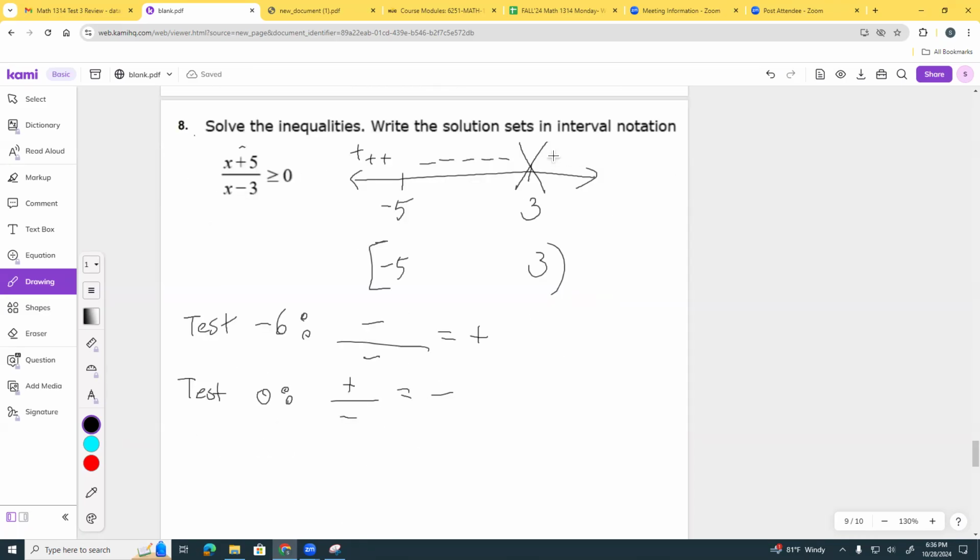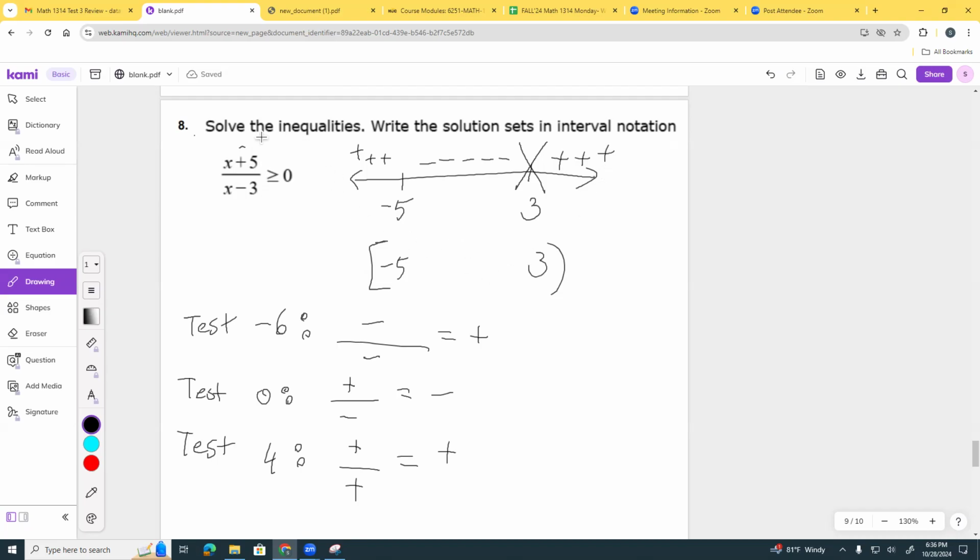Finally, we have to test the last region. What number is smart to plug in? 4. 4 plus 5 is positive. 4 minus 3 is positive. Positive divided by positive is positive. So I'm going to get a positive answer here.